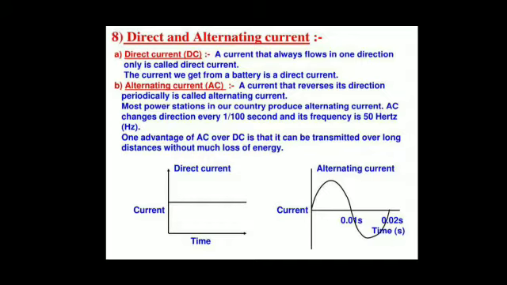Whereas AC current reverses its direction periodically. Most power stations in our country produce alternating current. AC changes direction every 1/100 second and its frequency is 50 Hz. One advantage of AC over DC is that it can be transmitted over long distances without much loss of energy.